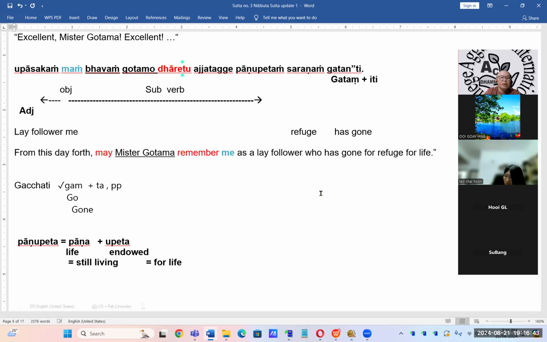All right. So sometimes you want to know what is the formula of taking refuge. So you can quote this one, right? Ajjatagge panupetam saranam gatam. So this is the formula of how people took refuge in the previous time.